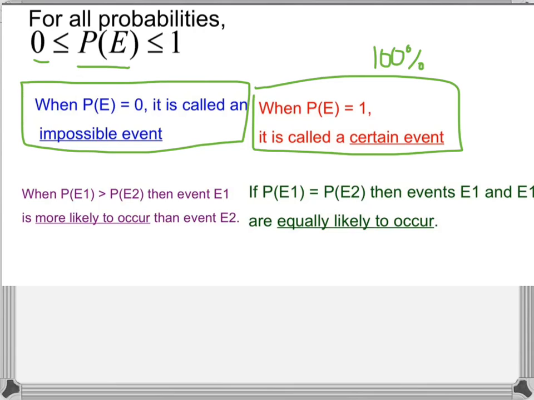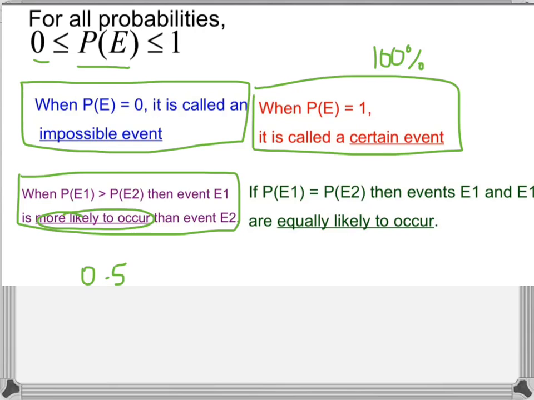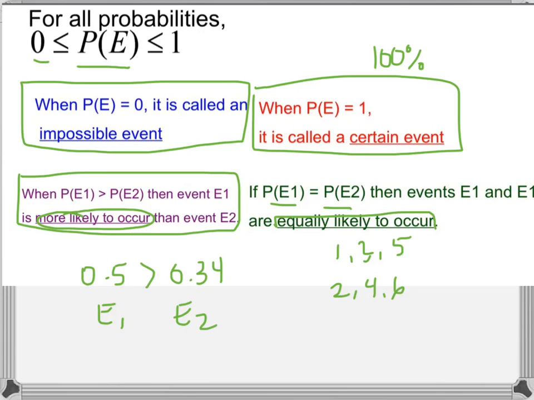It can never happen. If the probability of event 1 is greater than the probability of event 2, then it's more likely to occur. So let's say I have something at a probability of 0.5. Another thing happening, the probability of it happening is 0.34. Then we say this event is more likely to occur than this event. Okay? And likewise, if they're equal to each other, we say that they're equally likely to occur. So the probability of getting an odd number, which is 1, 3, and 5, is equally likely to occur on a die as getting an even number, which is 3 out of 6 and 3 out of 6.